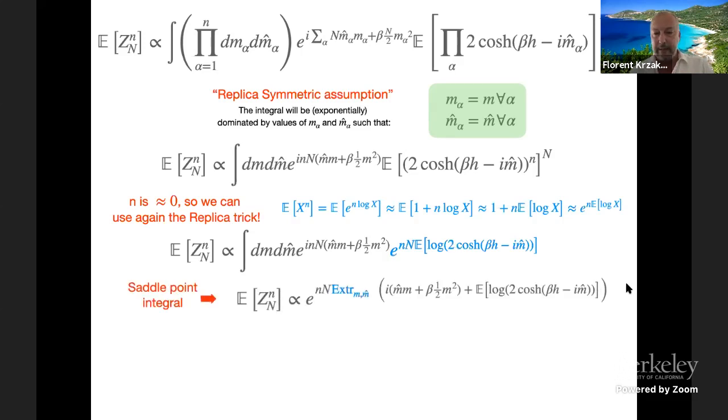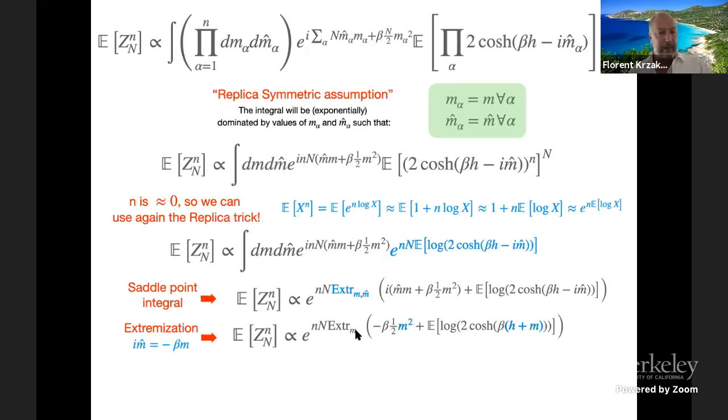And we're almost there, because now we see that we have an exponential with n here. All right, now we somehow forget that the small n is small, and we say the large n is going to infinity, large dimension. So I can do a saddle point. If I can do a saddle point, I will be dominated by the extremum of this function. Here it is. Well, if I'm dominated by the extremum, I can compute what it is. For instance, I can take the derivative with respect to m, and I will find that the extremization is forcing I m hat to be equal to minus beta m. And finally, I find the following expression, which is the final one.